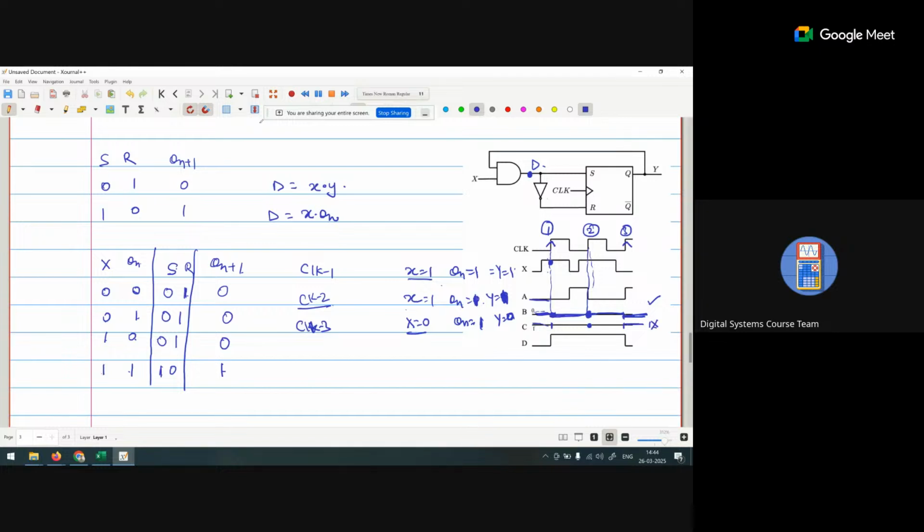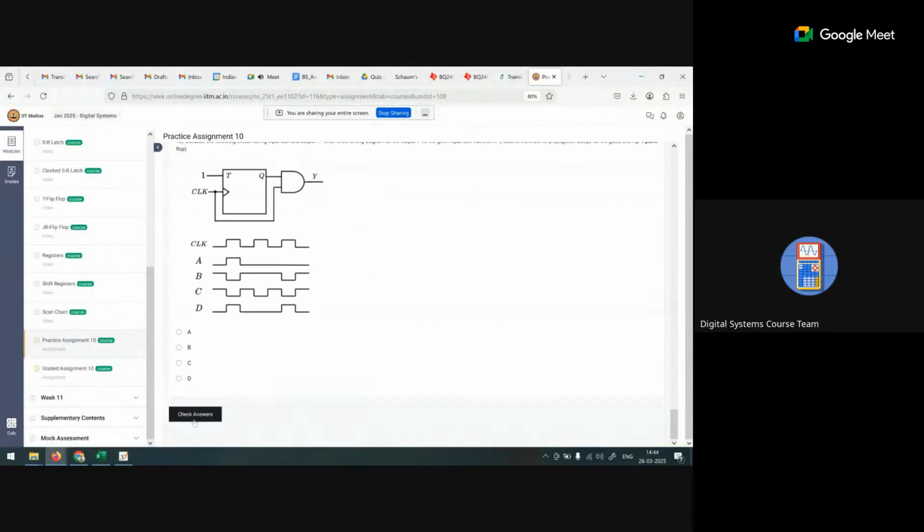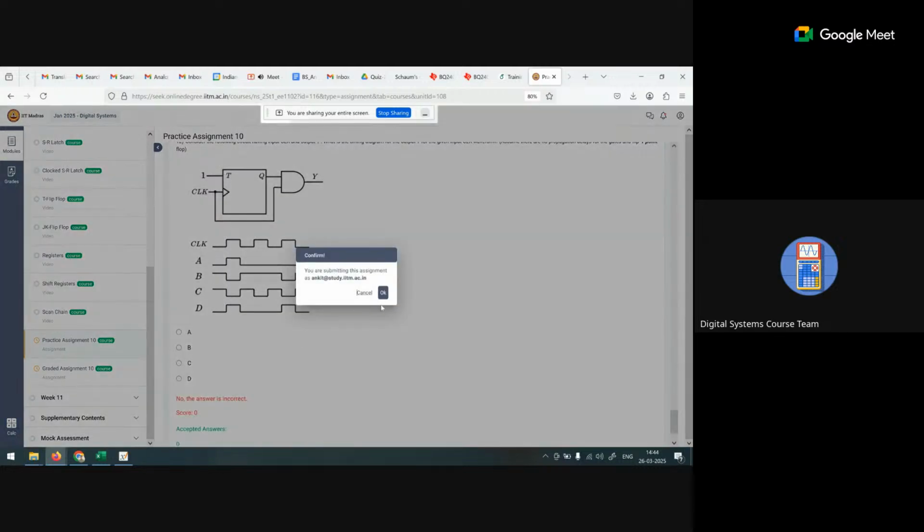If we are talking about this one, at this point X is 1, but Qn is 0, because it is coming from the backside. It is 0 on the backside, so Y is 0, but you are seeing that it is a 1. Not possible. Now option A, it will change in between the clock pulse, so it is also not possible. So which waveform is possible? Only the B waveform is possible.